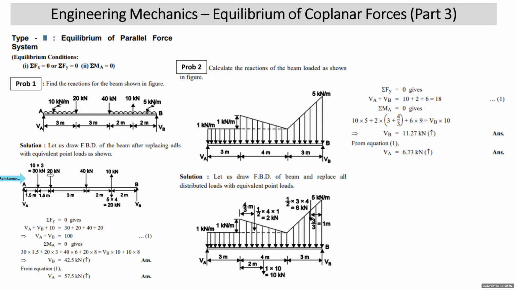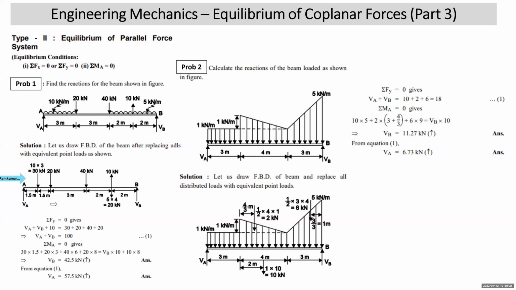20 kilonewton will be taken as it is. After that, 40 kilonewton will also come as it is. This 10 kilonewton up will also remain as it is. Now, this 5 kilonewton per meter UDL is multiplied by the length 4 meter, 5 into 4, that is 20 kilonewton, which will act vertically down. Your free body diagram is ready.